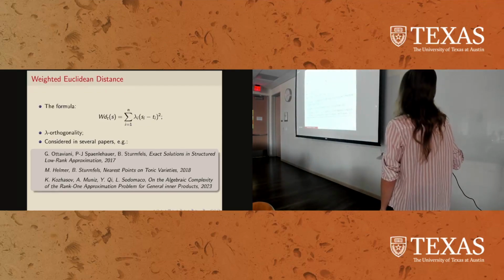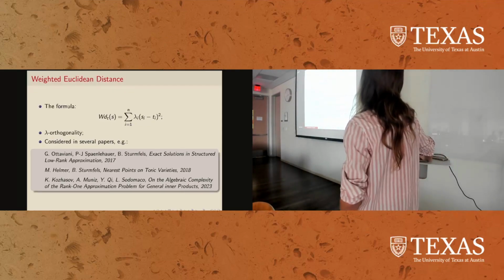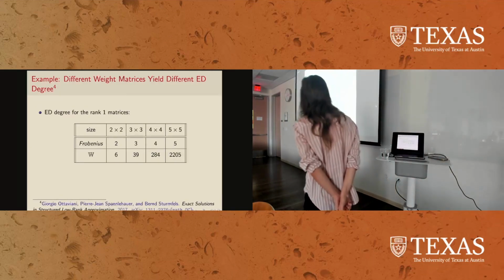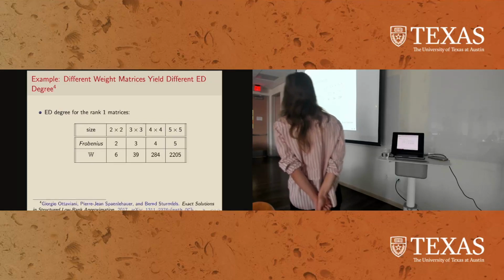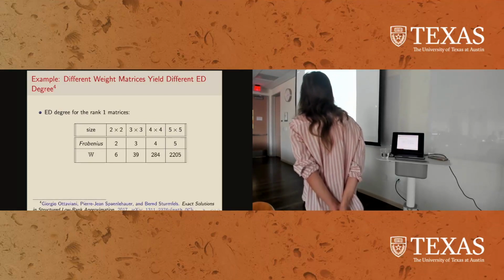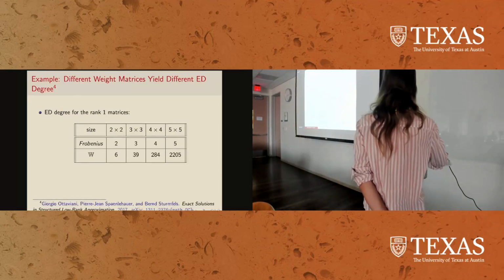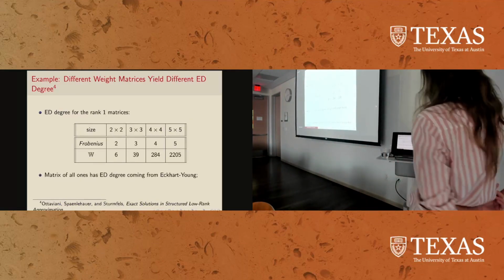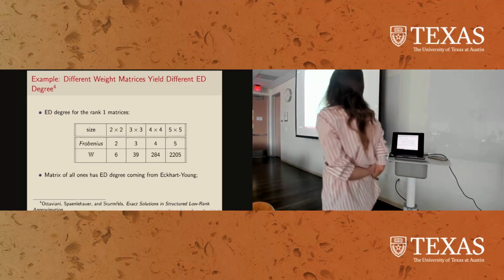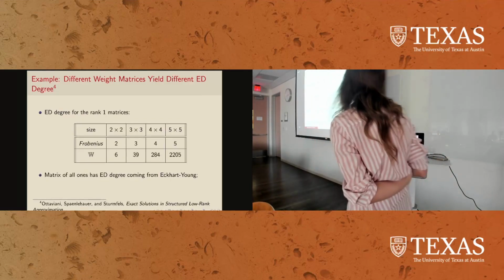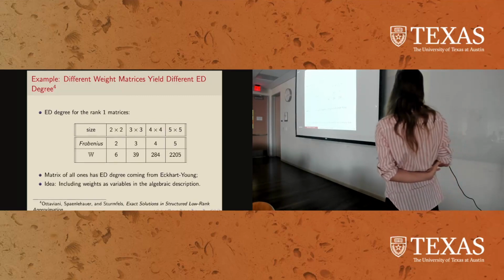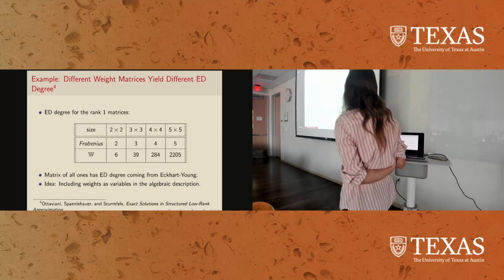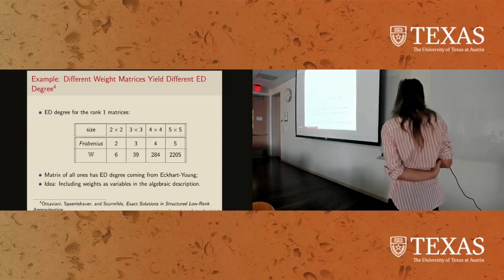So one interesting thing about the ED degree is that depending on your weight matrix, you get a different number of solutions. In other words, the ED degree is different for different inner products. As you see, for the Frobenius, the number is much smaller than for general weight matrix. In fact, those degrees you see in the first row precisely come from the Eckart-Young theorem. So our idea here was to include the weights in the algebraic description of the problem. So this is what I'm going to do next.